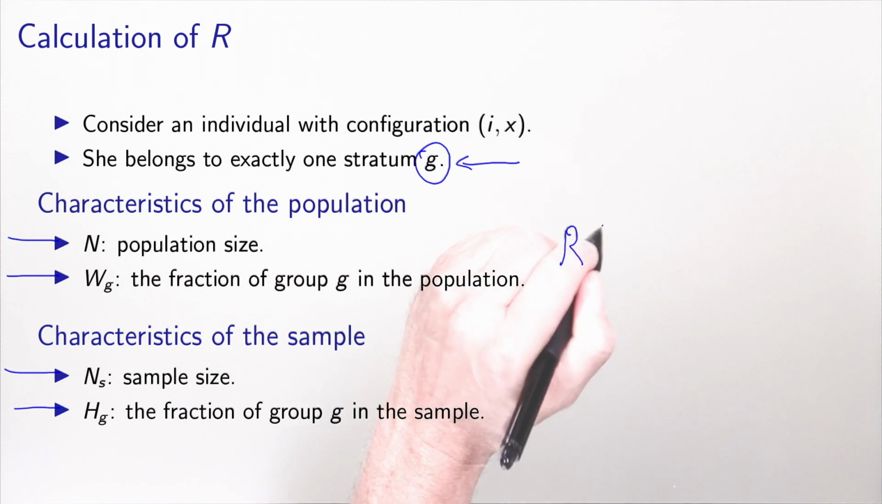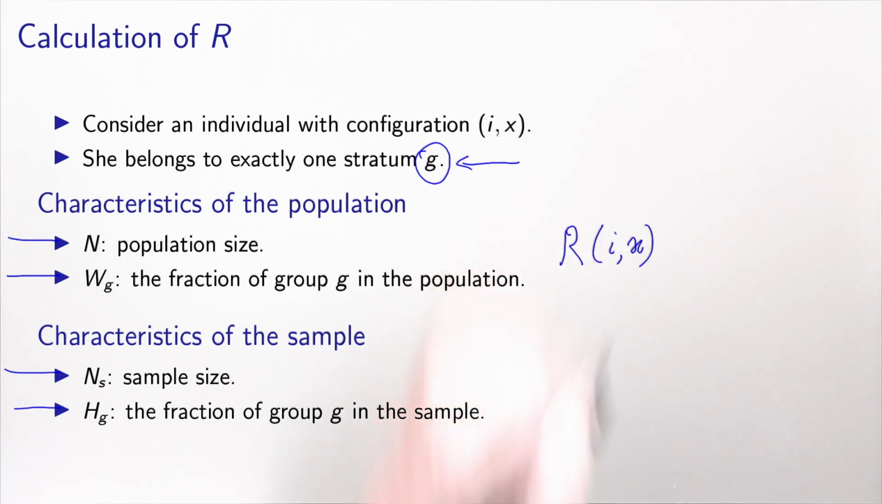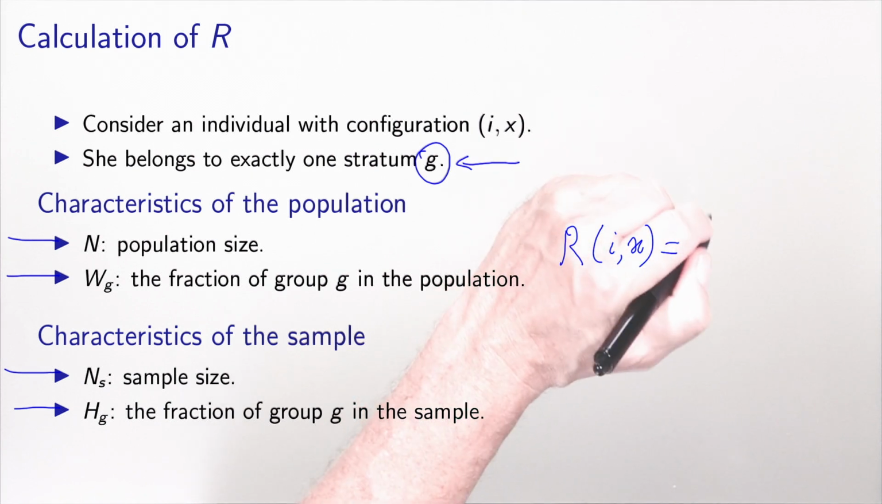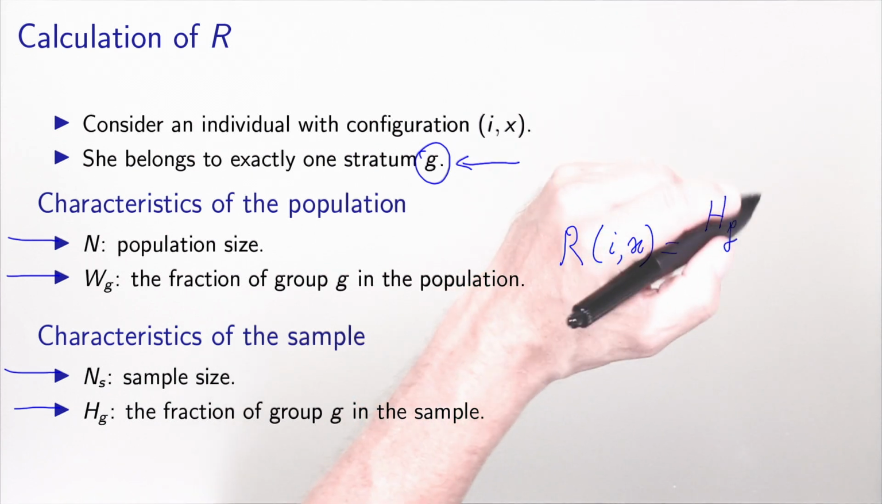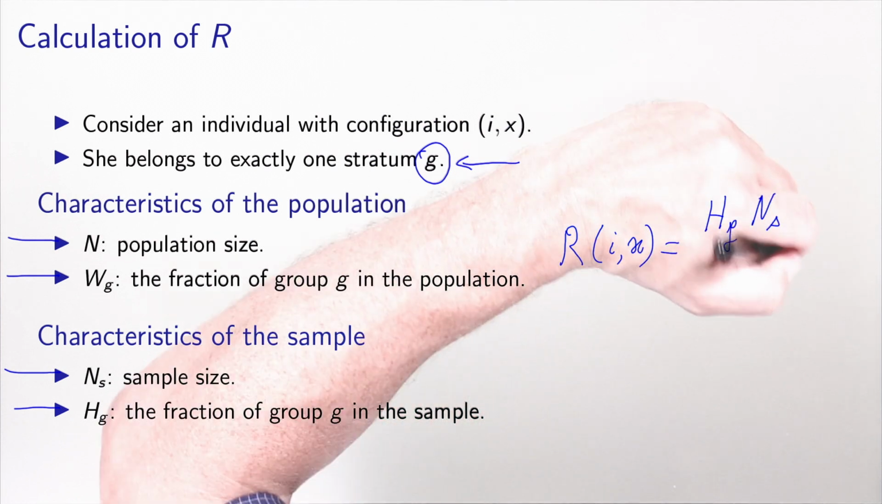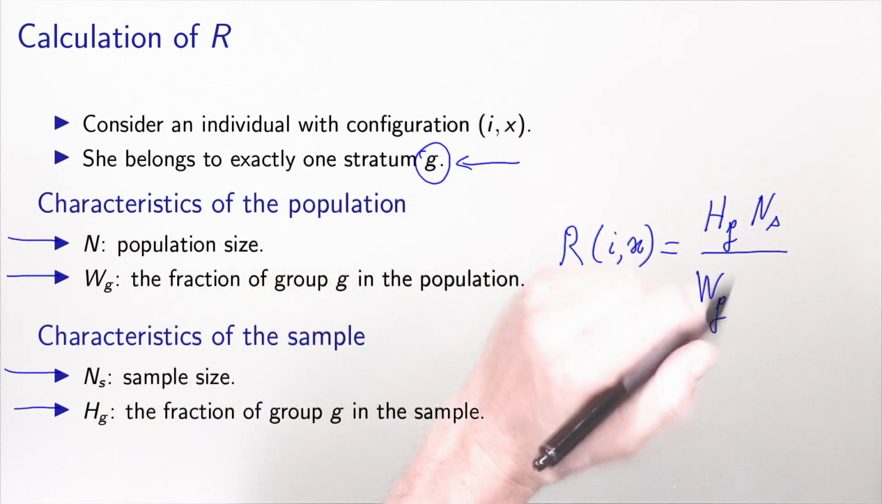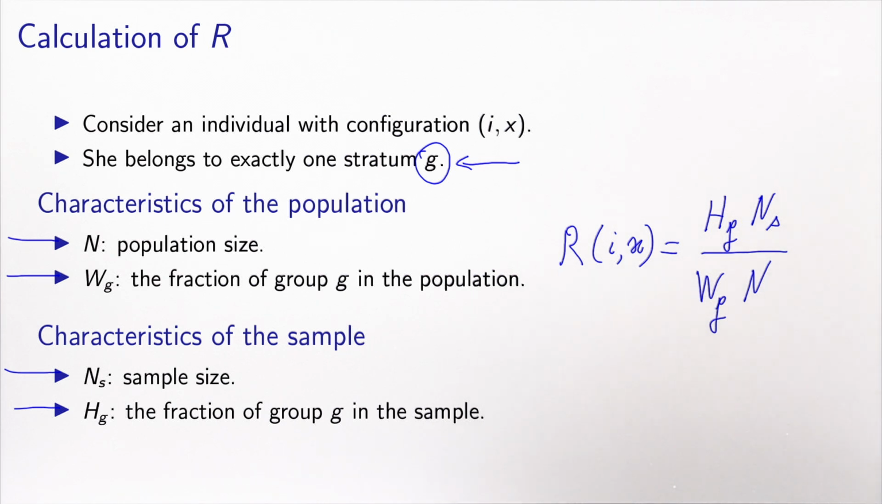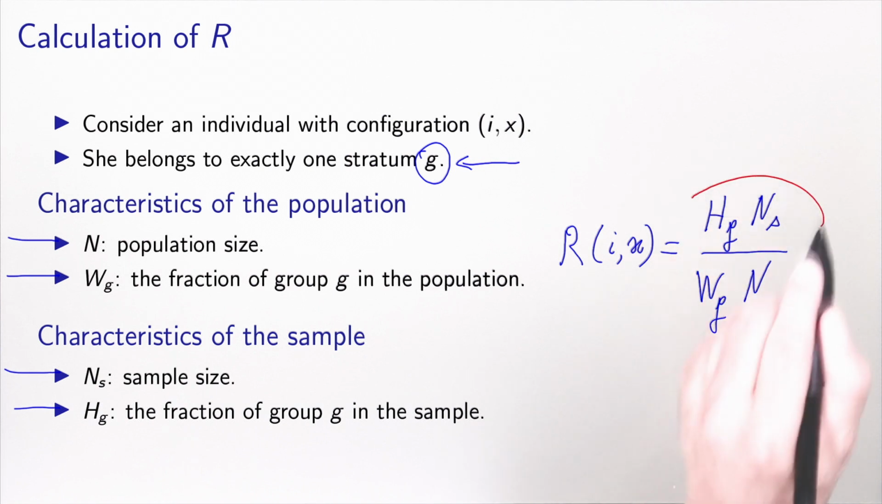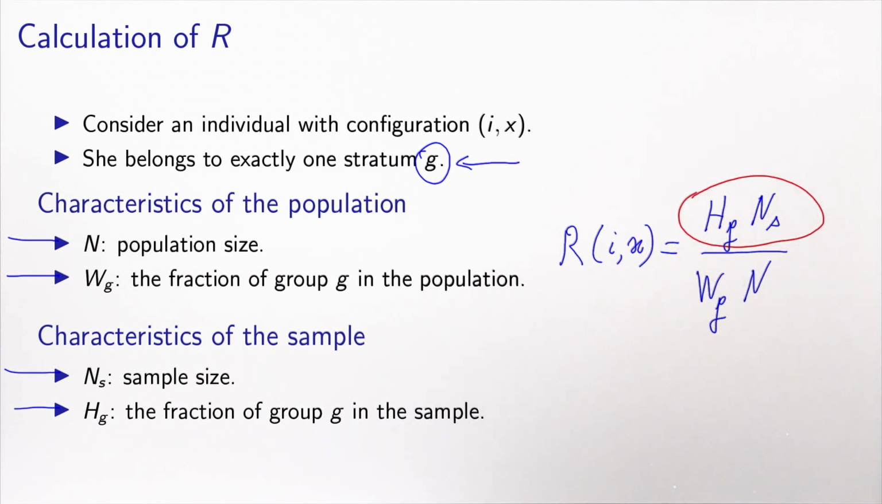So R, which is a function of i, x, is equal to HG times the size of the sample divided by WG times the size of the population. In this formula, the quantities at the numerator are decided by the analyst. I decide how many people of each category I put in the sample, and I decide about the sample size. The quantities at the denominator are characteristics of the population. I have no control over them, and somehow I have to calculate them.